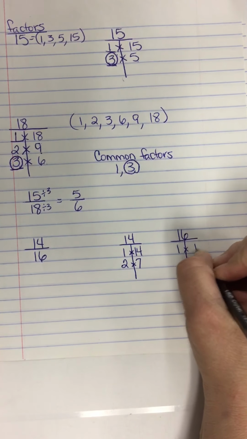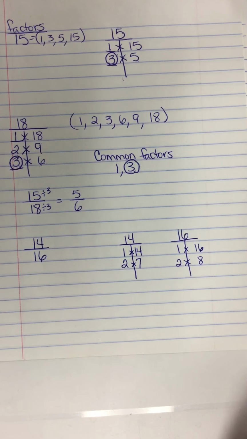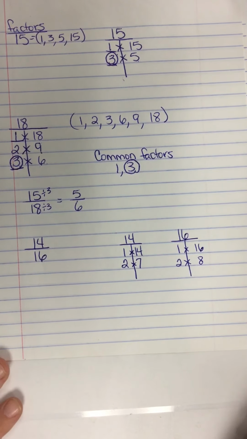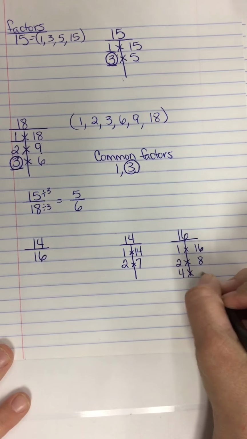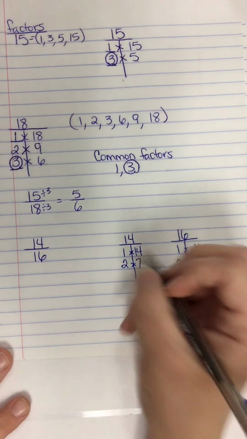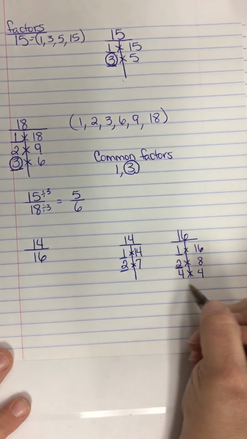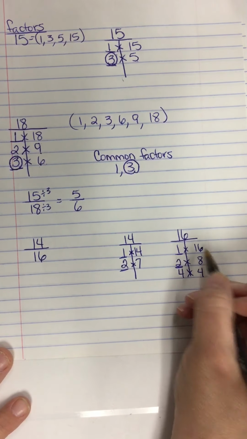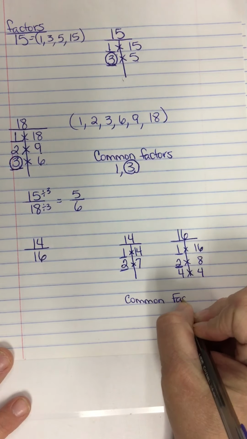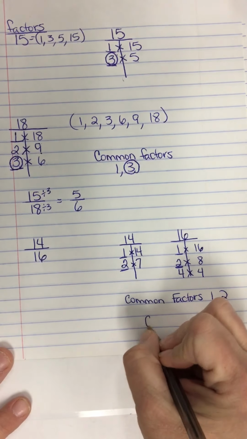16, 1 times 16. 2 times 8. Okay, 3 doesn't go into 16 because 3 times 5 is 15, so that's not going to work. 4 times 4, so we have a double. All right, so now we're going to find the common factors. 1, 2, there's a 7, nope. 14, nope. So the common factors are 1 and 2.